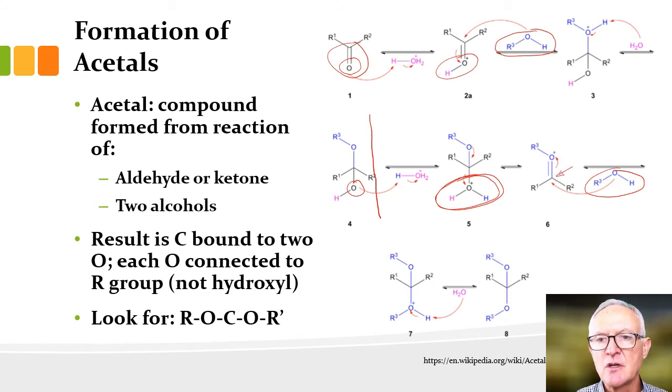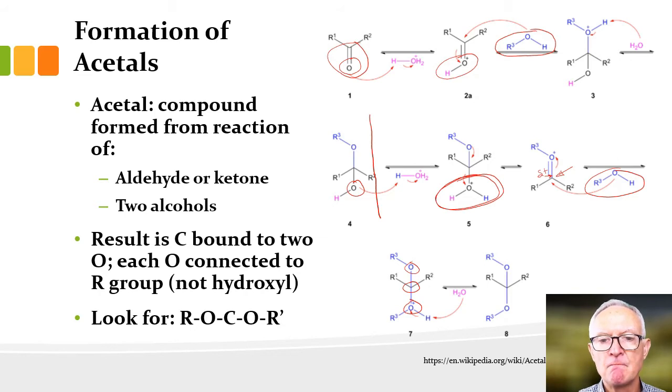Again, there's going to be a partial positive charge on that carbon, and so the lone pair on the oxygen of the alcohol is going to attack there and form a bond. The result is going to be panel number 7. So here you have an acetal. An acetal is a carbon bound to two oxygens, each of which has an R group attached.